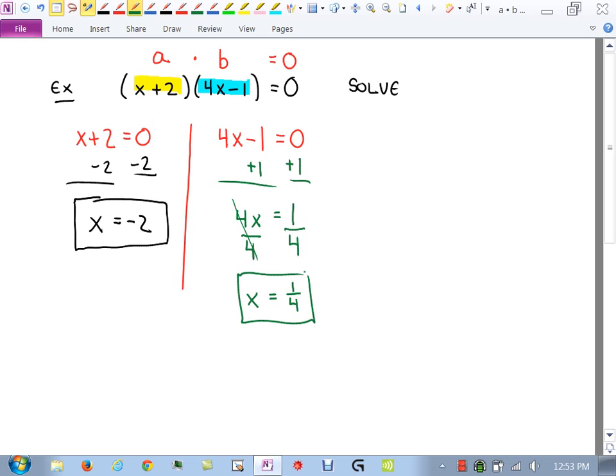Now, if we go back and take a look at this problem from the very beginning, this was kind of the easiest case scenario we would ever have, because it's already factored, right? I already gave it to you. It was factored. Compare that to this. 2x squared minus 5x plus 2 equals 0.